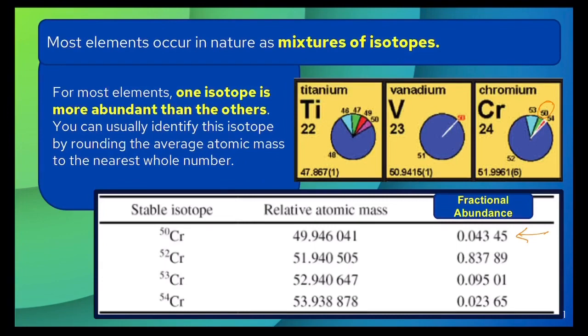Now, typically you will see the abundance of a particular isotope expressed as a percentage. And the way you can convert this to percent is simply multiplying these numbers by 100. Now, if you know how to move the decimal over 2 places to the right when you multiply by 100, you'll know that 0.04345 is actually 4.345%. Okay, now let's look at chromium 52. If we multiply its fractional abundance by 100, we get 83.789. So its presence in nature in percentage form is 83.789%.